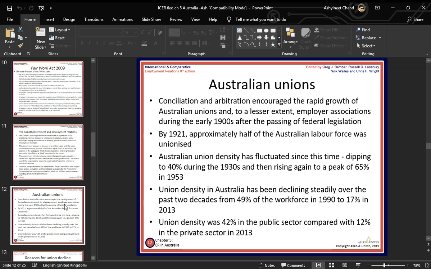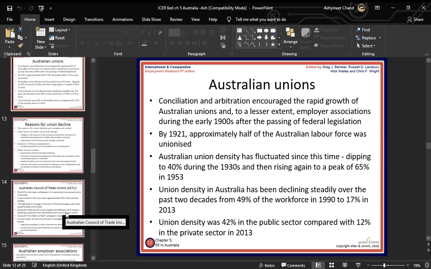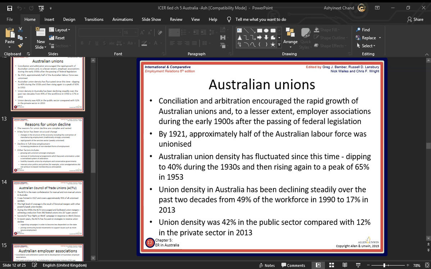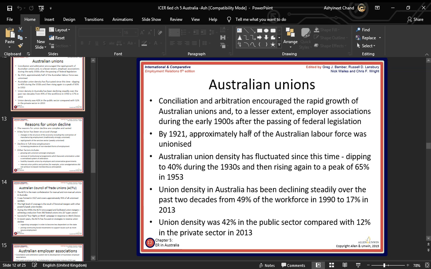All right, so let's look at the three parties, starting with the unions. So, conciliation and arbitration encouraged the rapid growth of Australian unions, and to a lesser extent, employer associations during the early 1900s after the passing of the federal legislation in 1904. By 1921, approximately half of the Australian labour force was unionised. The union density has fluctuated during this time, dipping to 40% during the 1930s and then rising again to a peak of 65% in 1953. So it has fluctuated during this period, and it is similar to what we saw in the UK, isn't it? That the union density had fluctuated.